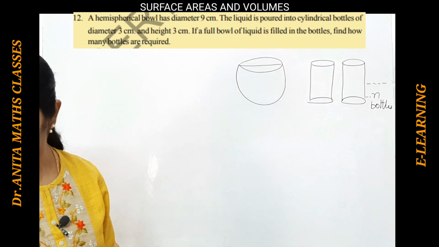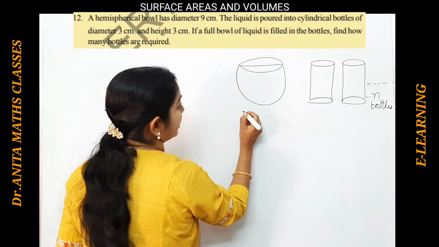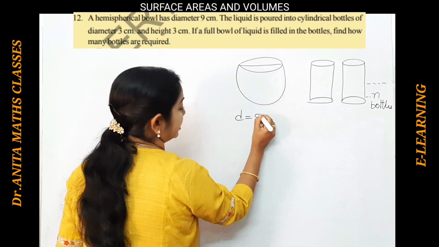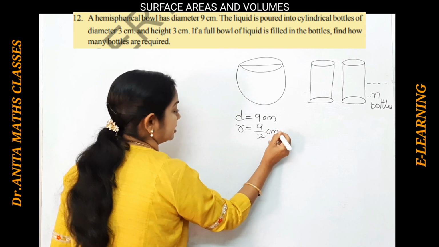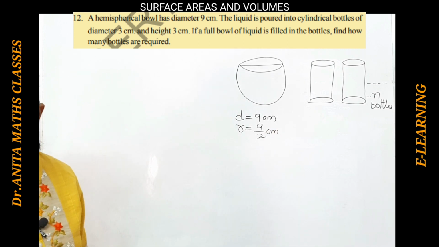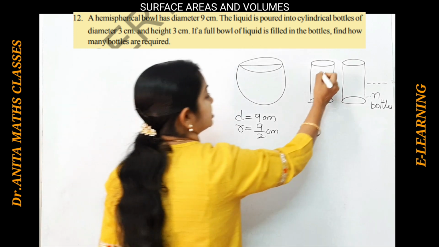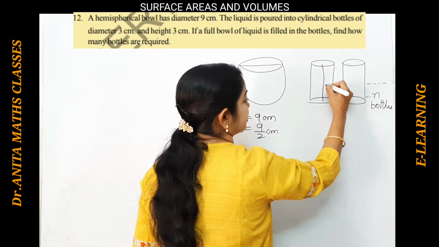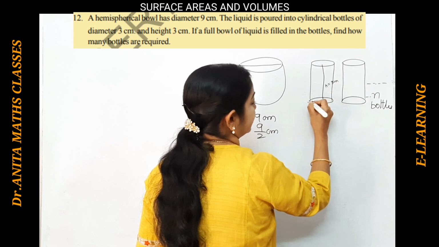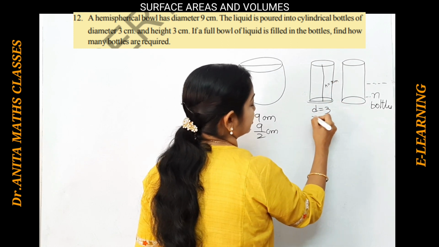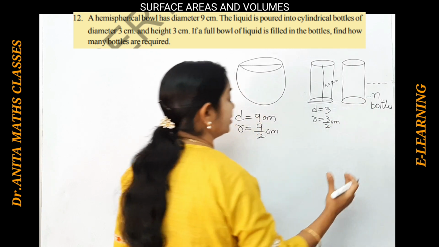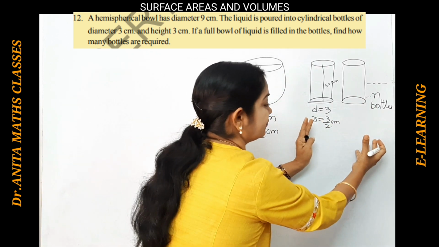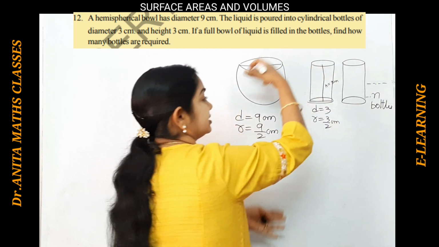Now the given information we will write. Hemispherical bowl diameter is given as 9 centimeters, so the radius is 9 by 2 centimeters. Immediately write the radius below it. The liquid is poured into bottles of diameter 3 and height 3. So the height is 3 and the diameter is 3, so here the radius is 3 upon 2 centimeters. So how many bottles will be required to fill this?